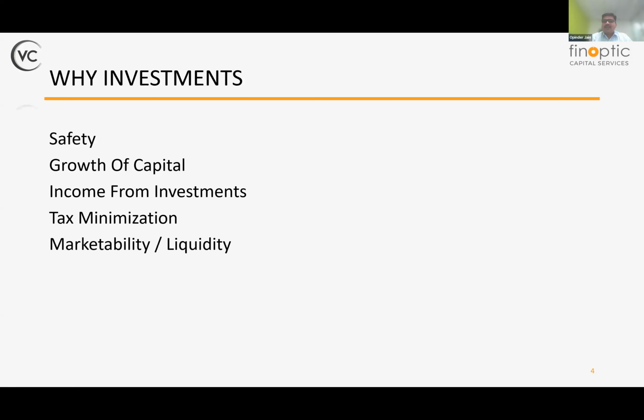And last but not the least, before investment, you also need to understand what is the marketability and liquidity of each investment which you're making. Because if you're making an investment into asset classes which do not have marketability and liquidity, it is as good as losing money. So now, friends, let's make it more interactive.